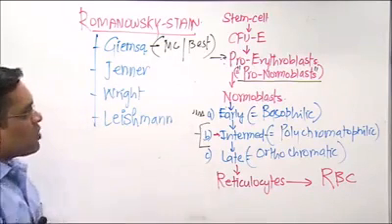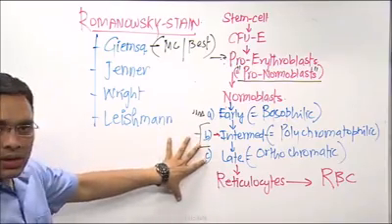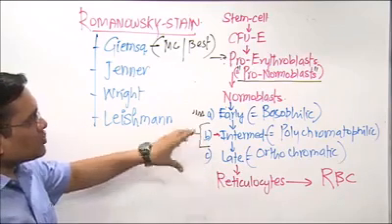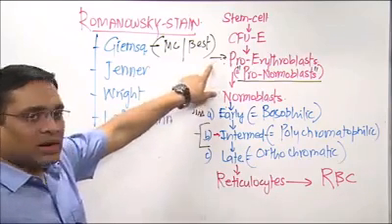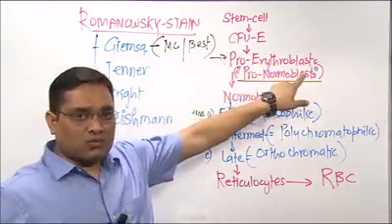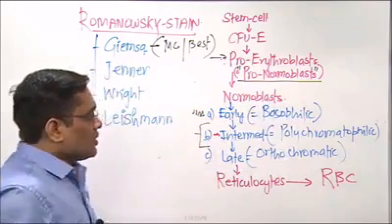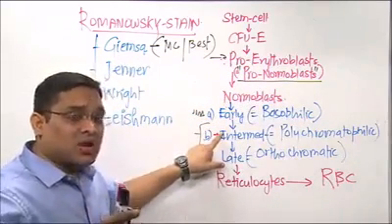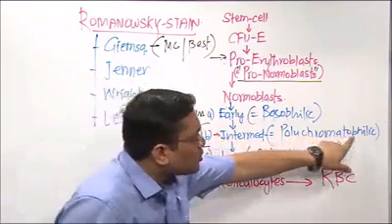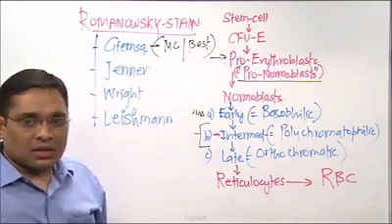So we were talking about this RBC evolution. First we have seen that hemoglobin appears first in the proerythroblast or pronormoblast. Hemoglobin first detected by routine staining, the answer will be polychromatophilic normoblast.